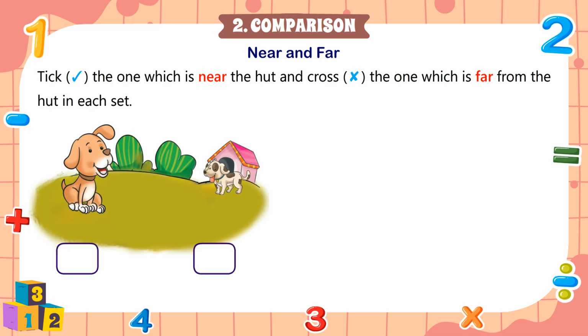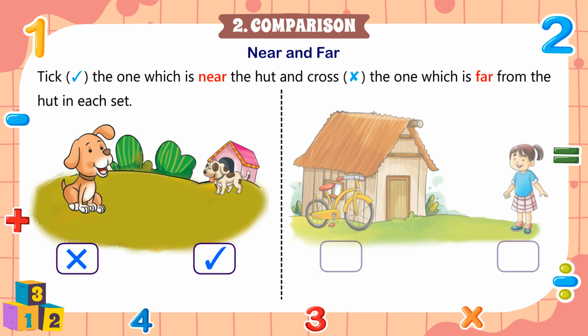Which of these dogs is near the hut? Correct. The white dog is near the hut and the brown dog is far from the hut. So let's take the white dog and cross the brown one. Now here the bicycle is near the hut and the girl is far from the hut. So let's take the bicycle and cross the girl.